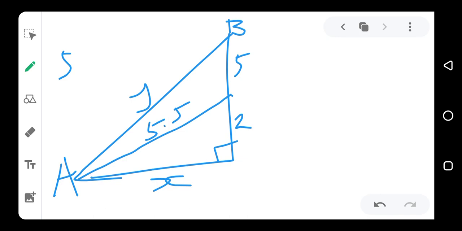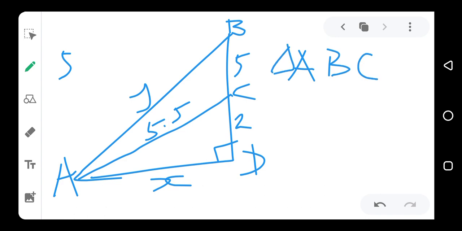B. We have a point here, C, and we have a point here, D. So we have numbered all the points. Now let's bring the triangles. We have triangle ABC, and we have the main triangle itself. Let's start with the main triangle, which is triangle ABD.